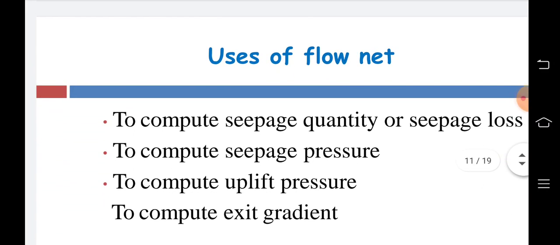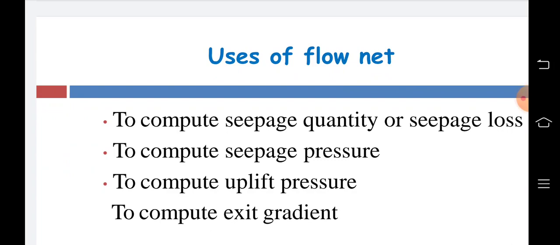So next part is the last part. What are the uses of flow net? What are the applications of the flow net? There are 4 applications of flow net. You just have to remember the formulas. What are the formulas used while calculating all these applications?